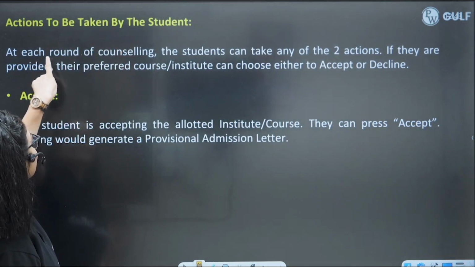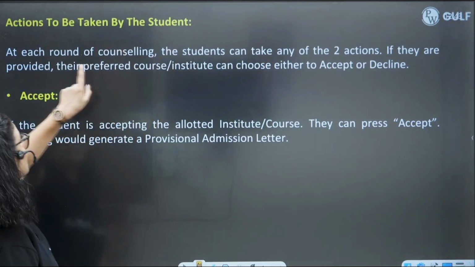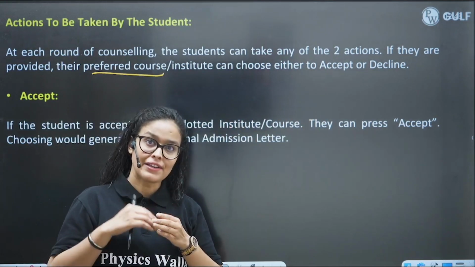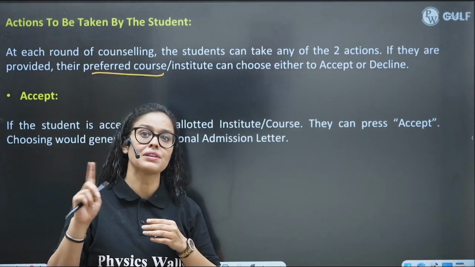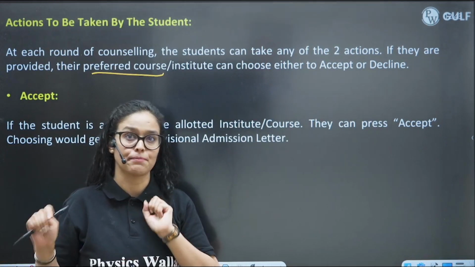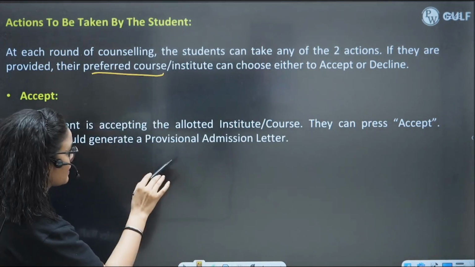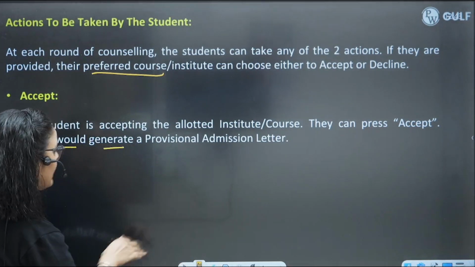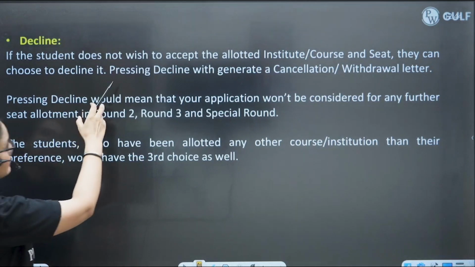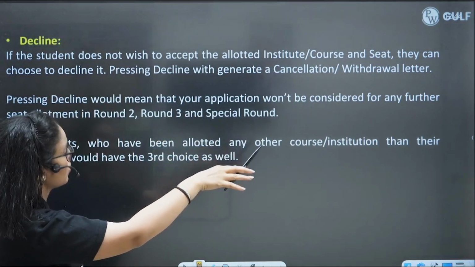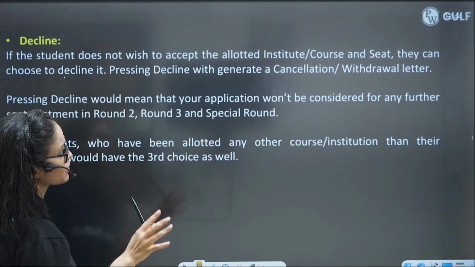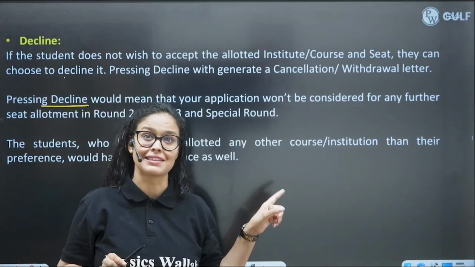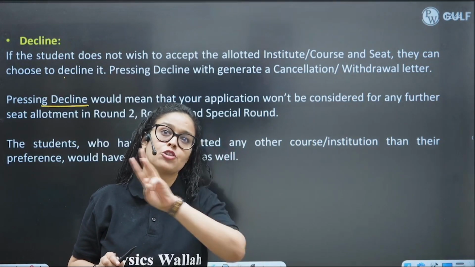Action to be taken by the student at each round of counseling: a student can take any two actions. If they are provided the preferred courses, the student can choose either to accept or decline. After accepting, you can go for the upgradation, but you don't need to decline. Decline only when you don't want to take the admission, right? If the student is accepting the allotted institute or course, they can press accept. Choosing this would generate a provisional admission letter. If the student doesn't wish to accept the allotted institute or seat, they can choose to decline. Pressing decline will generate a cancellation or withdrawal letter, but it would mean that your application won't be considered for any further allotment in round 2, round 3 or the special round.